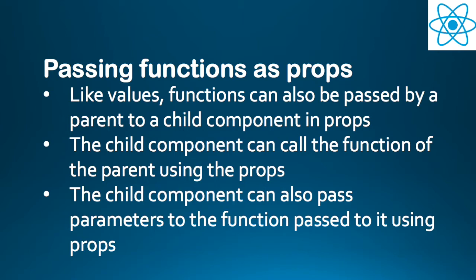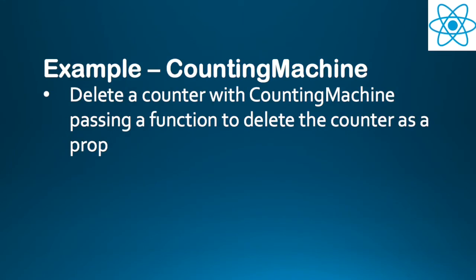So the parent has defined a function and passed it as props. The child component can call the function of the parent using the props, and the child component can also pass parameters to the function passed to it using props. So let's extend our example of counting machine and implement deleting a counter, with the counting machine passing a function to delete the counter as a prop.